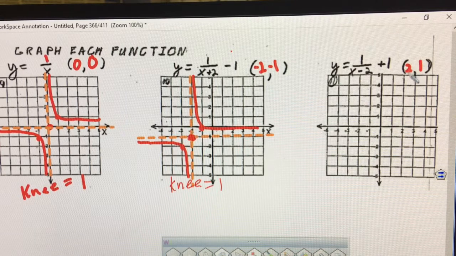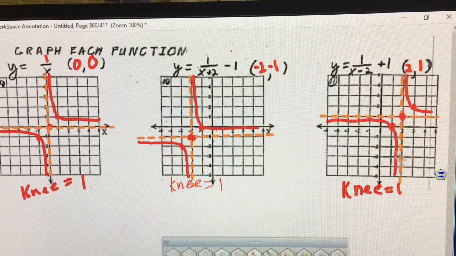Where the two axes intersect at 2, 1. So I go right 2, I go up 1, pop a dot. That's going to give me a vertical asymptote and a horizontal asymptote. What's the Knie? That means from that intersection, I go up 1, right 1, down 1, left 1. And notice the Knie is the number on top.